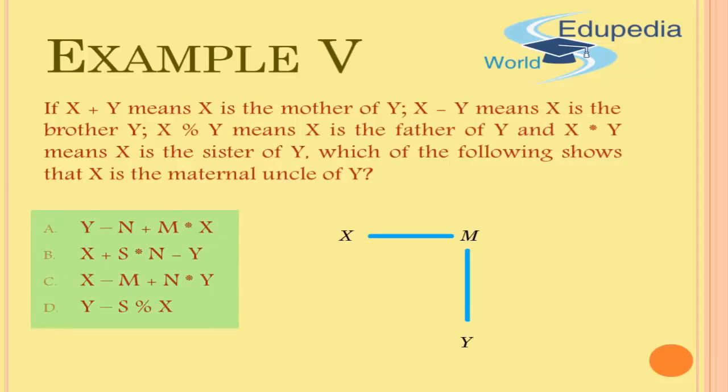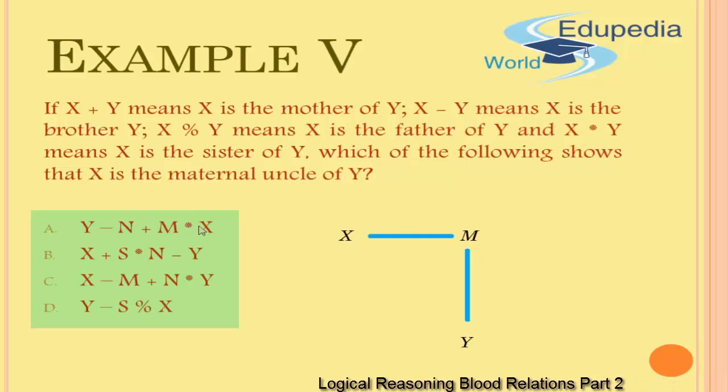Say option A, y minus n plus m asterisk x. So y minus n, that means, so x minus y means x is the brother of y. So y minus n also means that y is the brother of n. So y and n are in the same generation. Then n plus m means that n is the mother of m. So m is 1 generation below y now. And m asterisk x means m is the sister of x. So m and x are in the same generation.